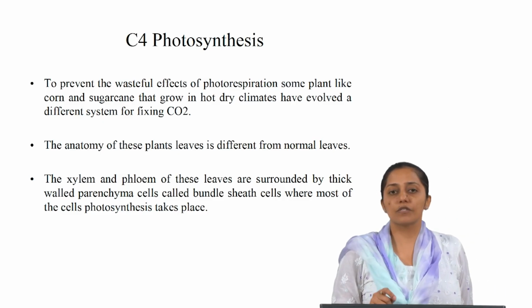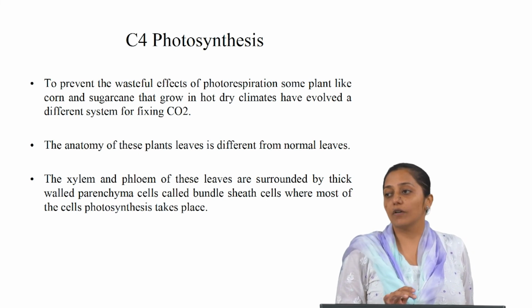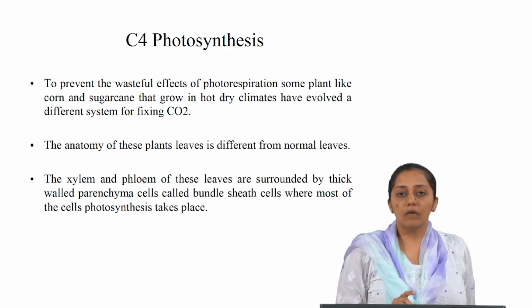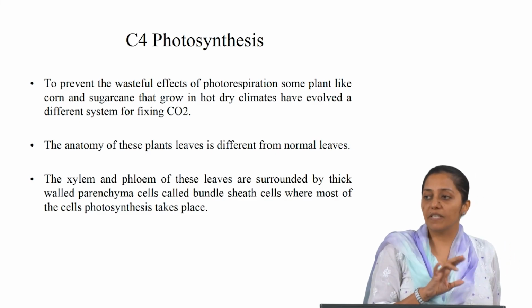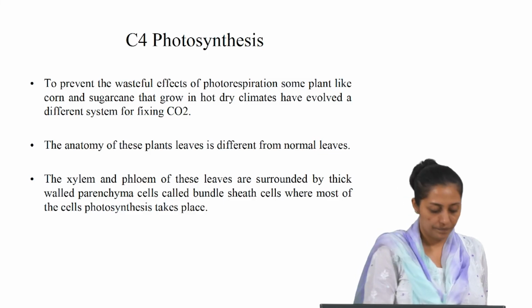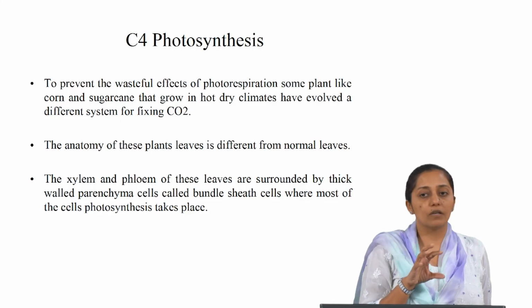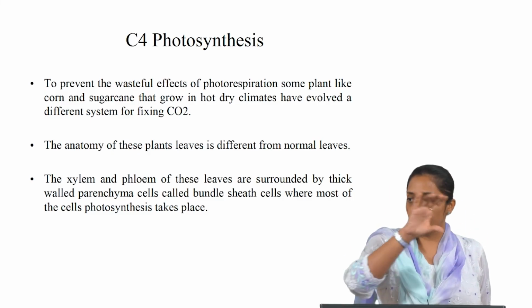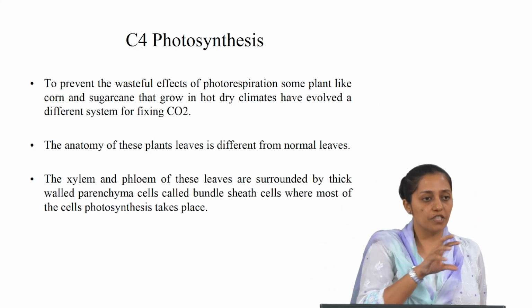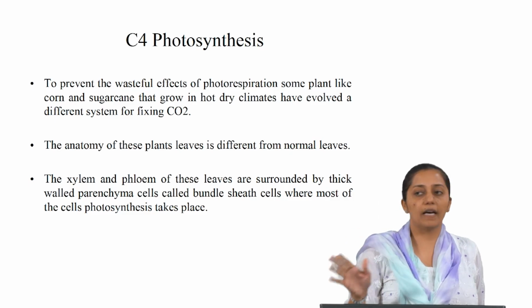In C4 photosynthesis, to prevent the wasteful effect of photorespiration, plants like sugarcane and corn adapt to this metabolism. Their anatomy is different if you compare C3 and C4 plants. In C4 plants, you will see bundle sheath cells around the vascular bundle, which is xylem and phloem. In C3 plants, the mesophyll cells are palisade; we saw columnar cells and then spongy cells. The chloroplasts in C3 plants, in all these cells, can carry out both light and dark reactions.